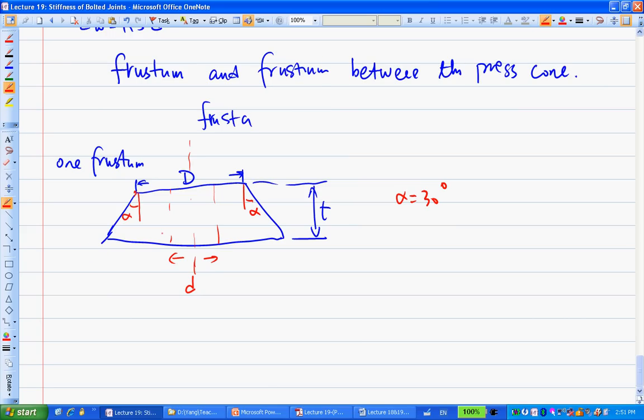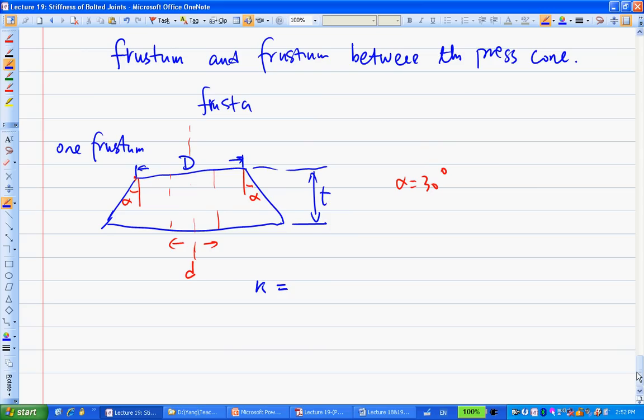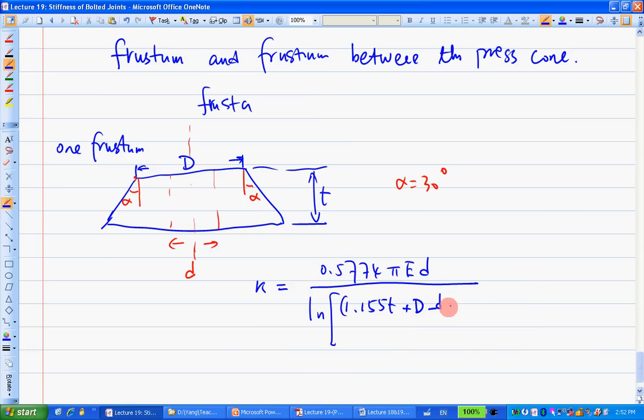So this trapezoid represents the shape of one frustum. The stiffness of this one frustum, this K, I'll write it here, from experiments and some other calculation, basically based on calculus. The K equals this, with alpha equal to 30 degrees. I'll just write down the last equation: 0.5774 pi E d over ln of (1.155 t plus capital D minus small d)(capital D plus small d) over (1.155 t plus capital D plus d)(capital D minus d).